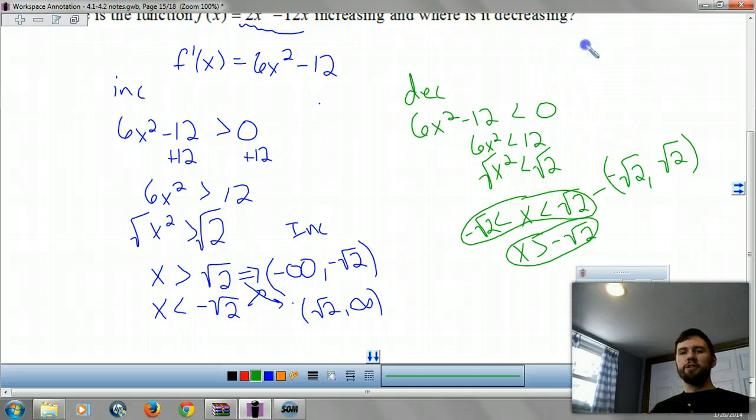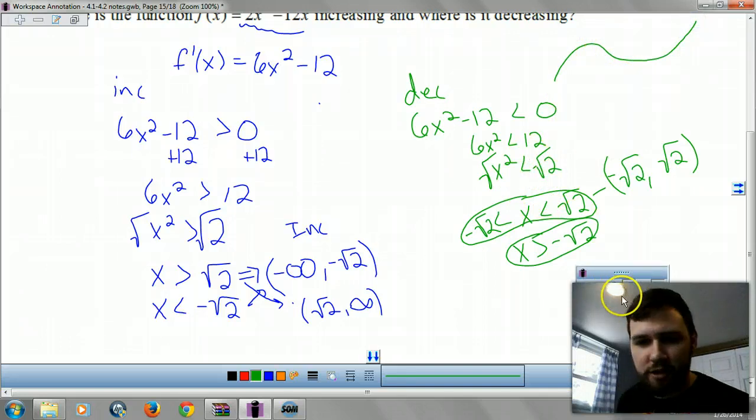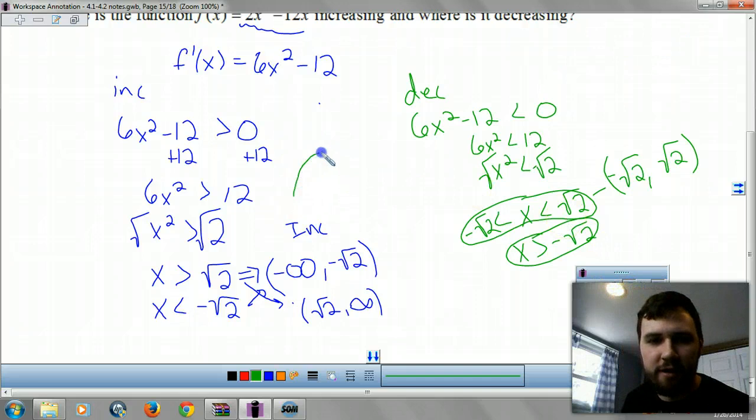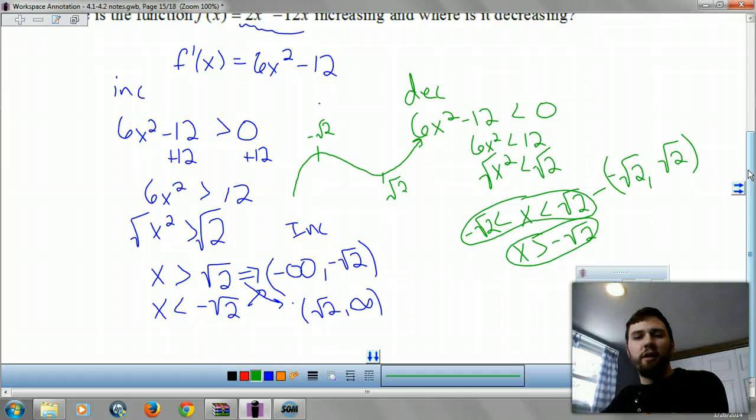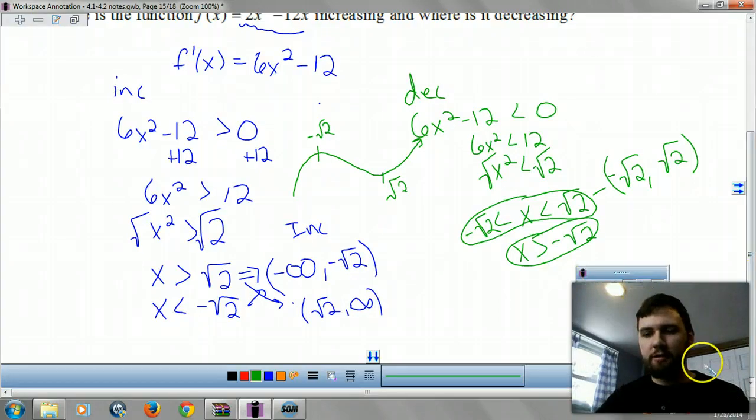If you look at the function, it's drawn terribly, but it looks something like this, where this would be negative root 2, and this would be root 2. So it makes sense that you're increasing, then decreasing, and then increasing once more. Not too bad.